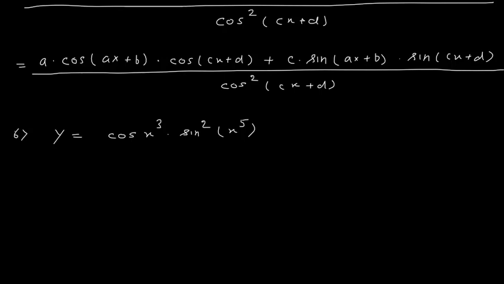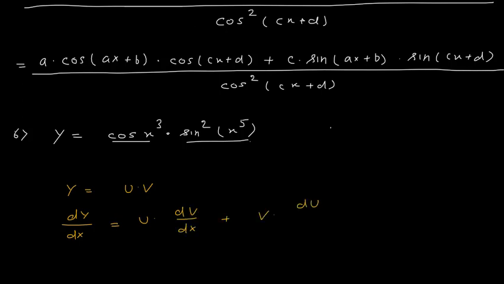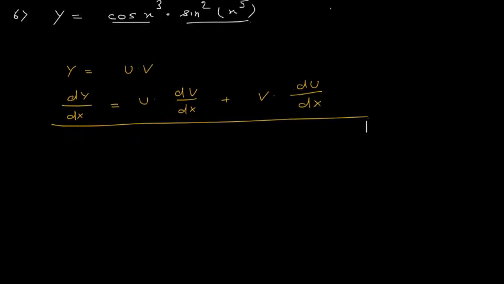Now let us try this sixth question. Y is equals to cos x cube into sin square x power 5. So here this is a composite function. Along with that, here two functions are multiplied. Two composite functions are multiplied. So again, we have to use that u into v formula. What is u into v? So dy upon dx is u into derivative of v plus v into derivative of u. This is your u into v method, right? So here dy upon dx, I will say that.